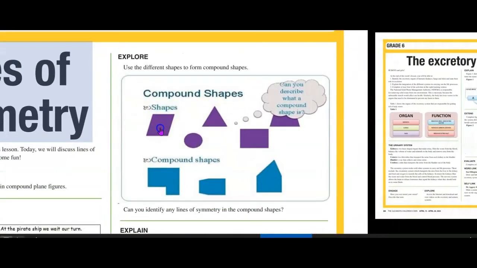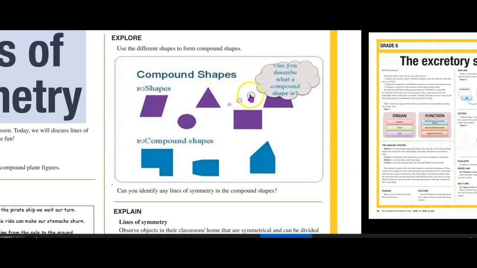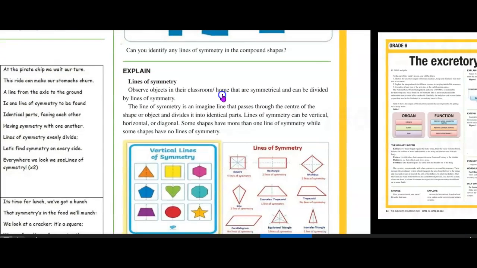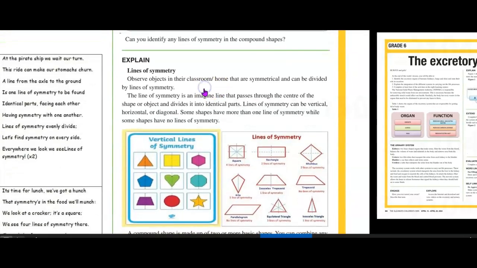So here we have some compound shapes and we're being asked if we can identify the compound shapes. Let's do a little reading first. Lines of symmetry. Observe objects in your class or home that are symmetrical and can be divided by lines of symmetry. The line of symmetry is an imaginary line that passes through the center of the shape or object and divides it into identical parts.